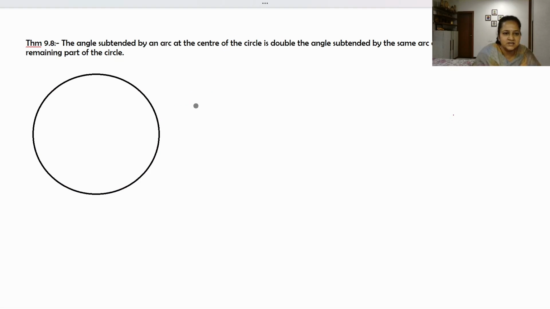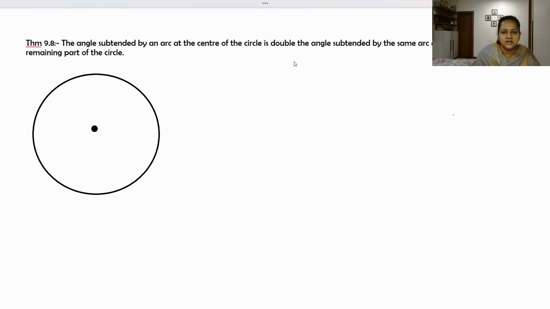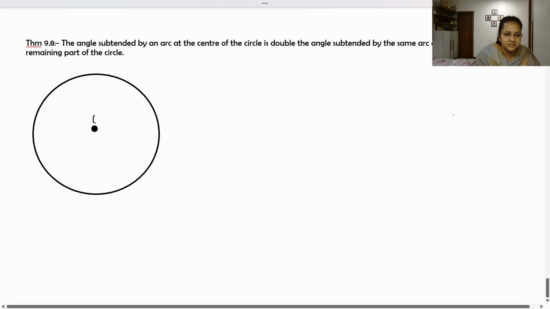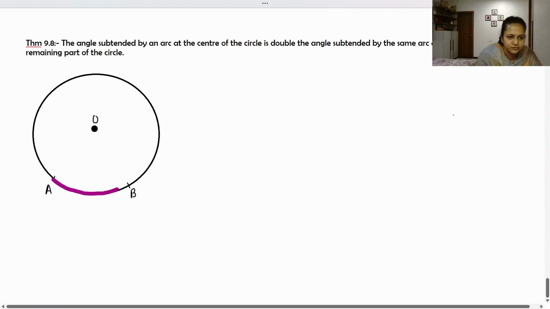Let us mark the center as O. I've made a big center so that it's very clear. Let me call this O. Angle subtended by an arc: let me consider an arc AB, or whatever you want to call it. We are considering the arc AB. For ease of understanding, let me color it and make it bold for you.